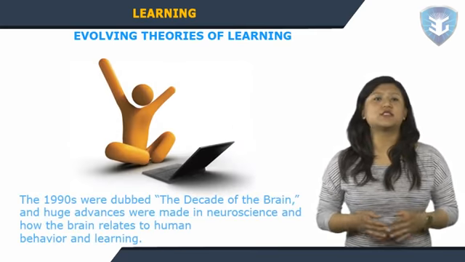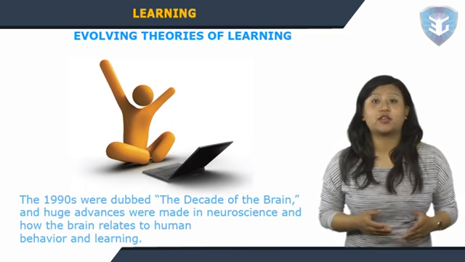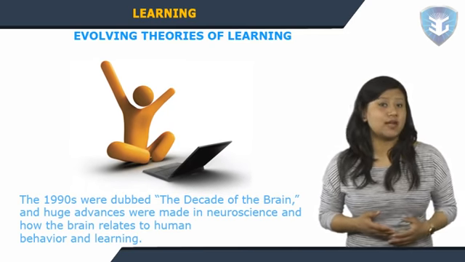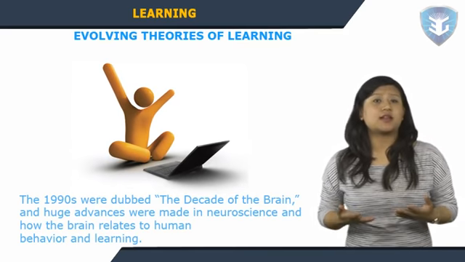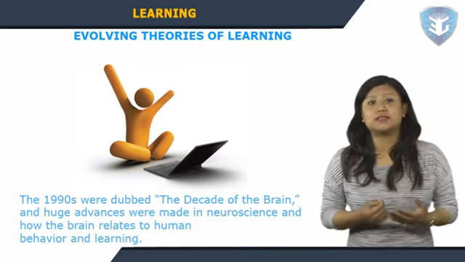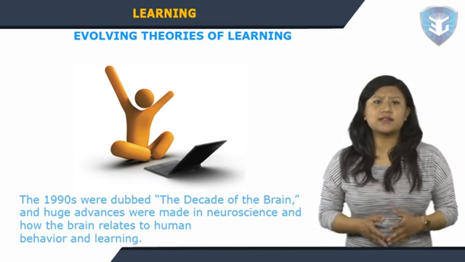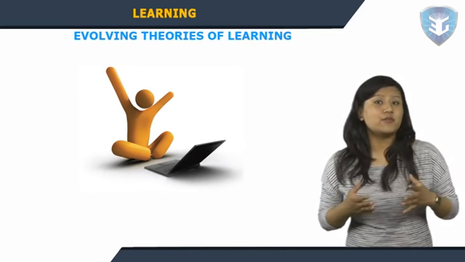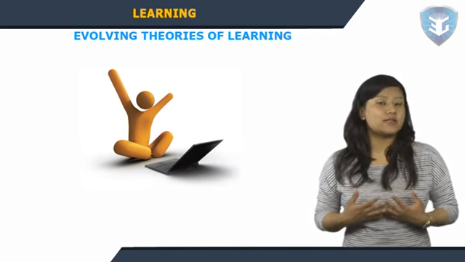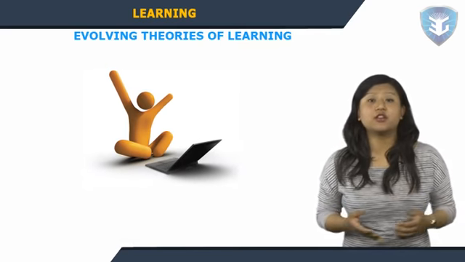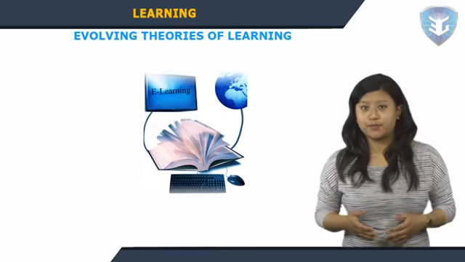The 1990s were dubbed the decade of the brain, and huge advances were made in neuroscience and how the brain relates to human behavior and learning. The study of how the brain relates to learning is in its infancy. An understanding of how the neurophysiology of the brain affects learning and cognition will add greatly to our understanding of human learning and have a large influence on further theories of learning.